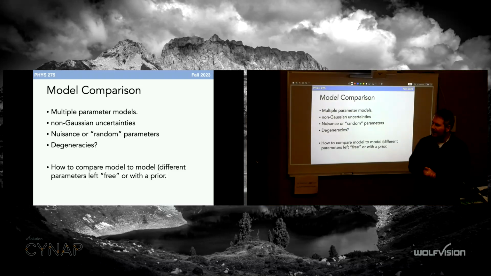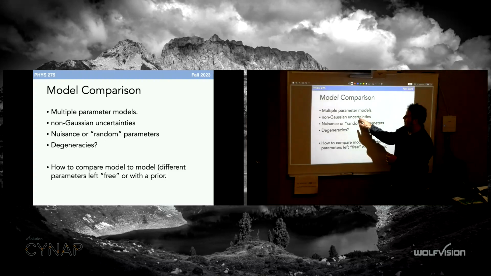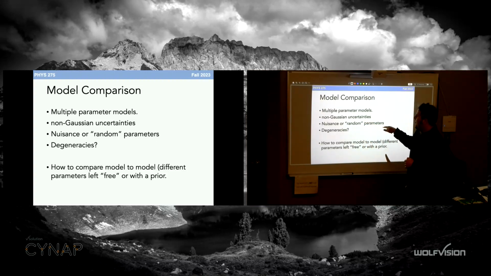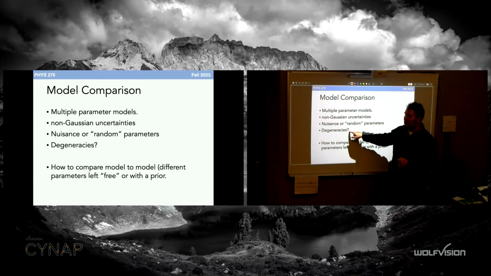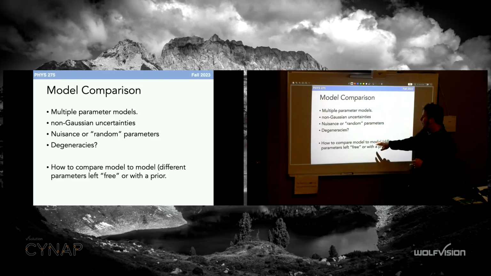Now, the thing is, you can do these model comparisons. You can do multiple parameter models, non-Gaussian uncertainties. Really important, because you can say, hey, we're good on this side of the value, but not on the other. The nuisance or random parameter. So if you have something that is a model parameter, you can see how well that constrains. You can check for degeneracies, and how to compare model to model. Different parameters left free or with a very strict prior.